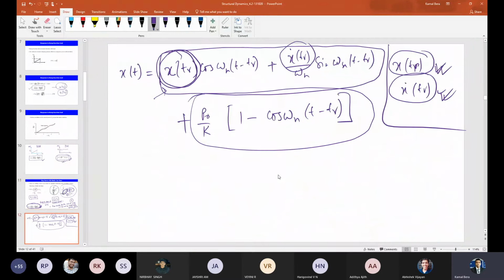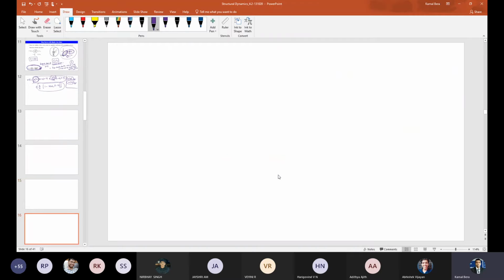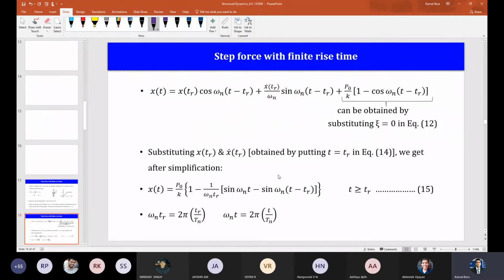Substitute here in this expression x(tr) and x dot(tr), then just simplify it, trigonometric simplification, and then we can get this expression. What is the expression? Let's see. Okay, so I have written here, you can obtain this expression, that is equation number 15, and obviously this is valid for t greater than or equal to tr.